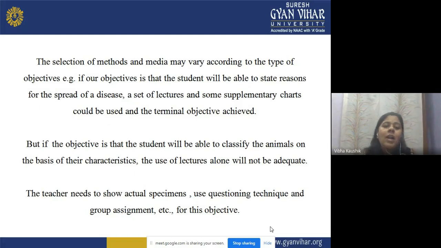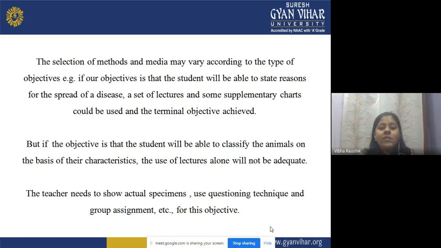Now, what can be the method? A lecture method can be there, an inductive or deductive method, which means there are so many methods available, and media. So I can teach my lesson through a PowerPoint presentation, or I can use an OHP, or I can use a textbook to deliver my lecture. The selection of methods, which method should I select, and media, which teaching media should I select, may vary according to the type of objective. What type of objectives I want to achieve, on the basis of that objective, I will decide that this is the particular method that I will use and that type of media I will use.